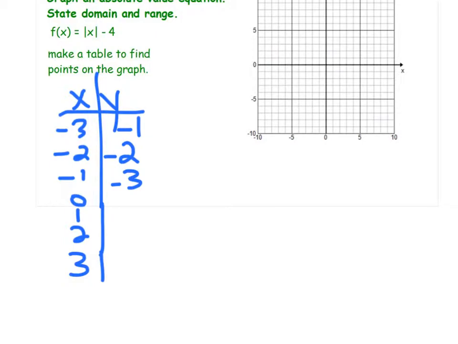When you plug in 0, absolute value of 0 is 0, 0 minus 4 is negative 4. Now when it comes back to 1, it's going to change. It's not going to be 5. So it's going to be absolute value of 1 is 1, minus 4 is negative 3. And then negative 2, and then negative 1. So I've got all those points, and I'm just going to plot those on my graph.